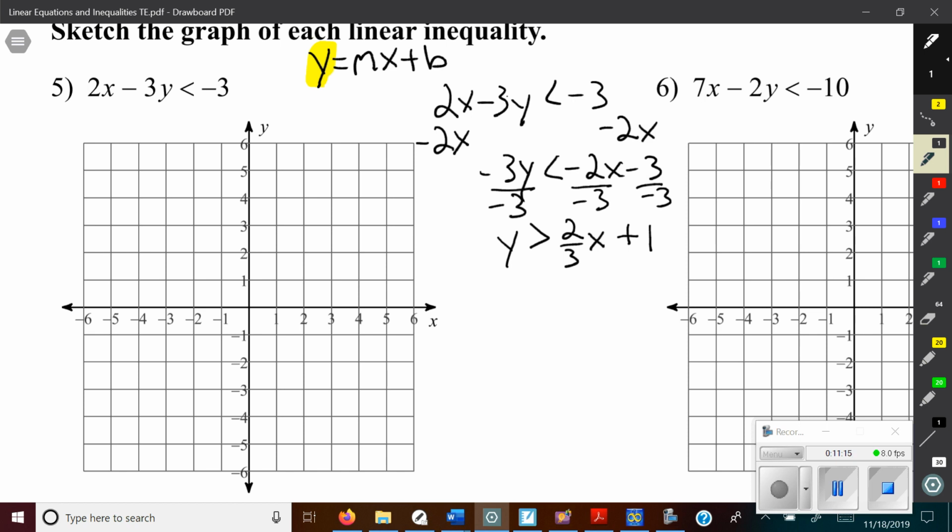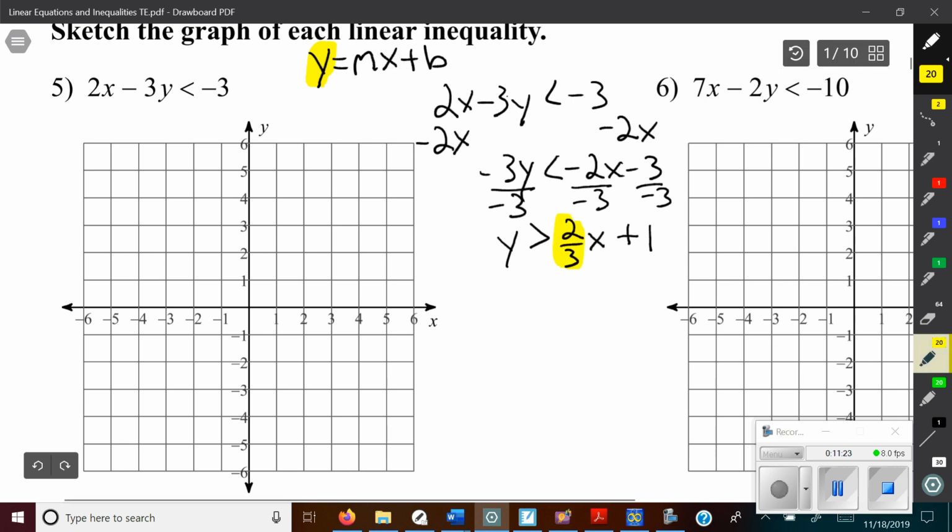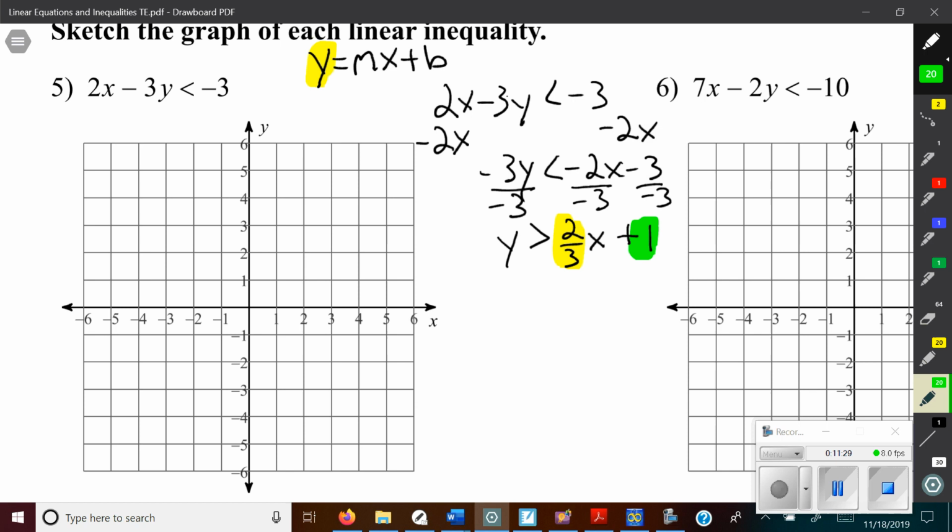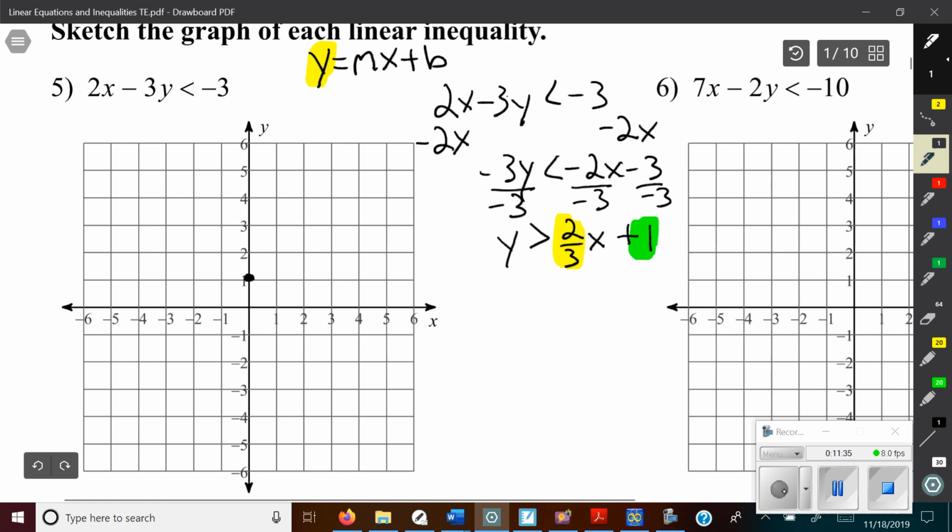Okay. Now, the next thing I'm going to do is go ahead and graph it. And the graphic, we're going to focus on those two things that we talked about previously. We're going to talk about the slope and the y-intercept. So we're going to begin with the y-intercept, and we'll go to 1 on the y-axis, which is right here. So that's my first point.